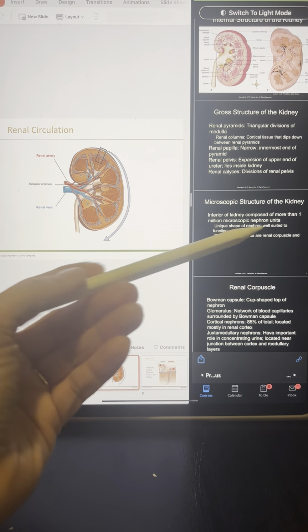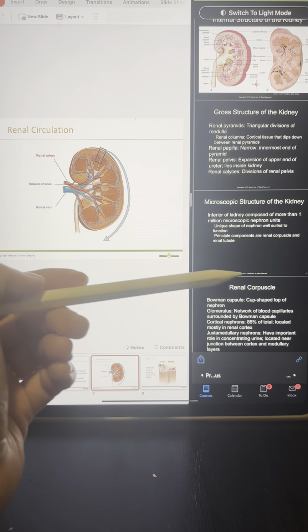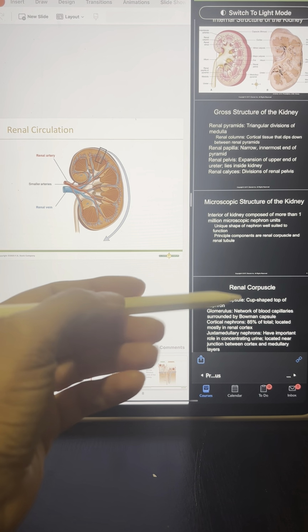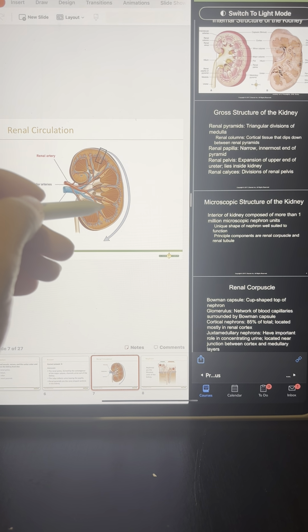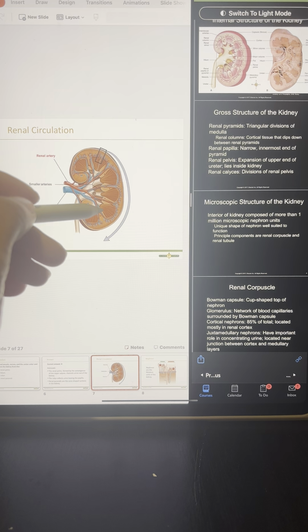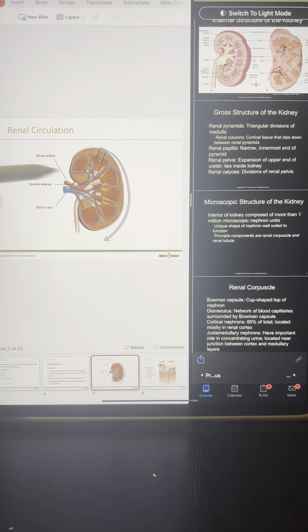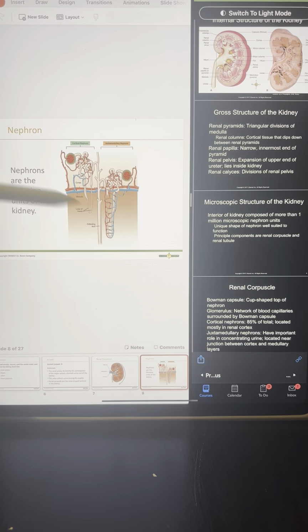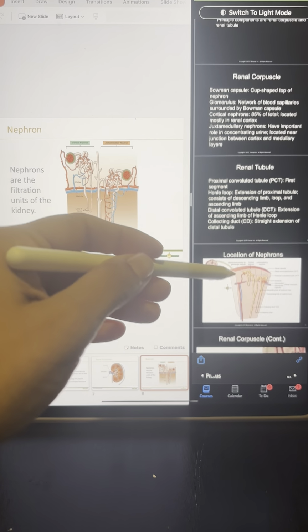Interior of kidney composed of more than one microscopic nephron units. There are millions of nephrons. I need you to understand that of the kidney, it is the nephron that is the functional unit. So this is your nephron. Now we're about to talk about these parts.